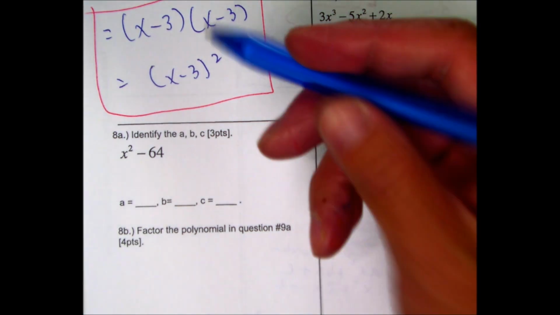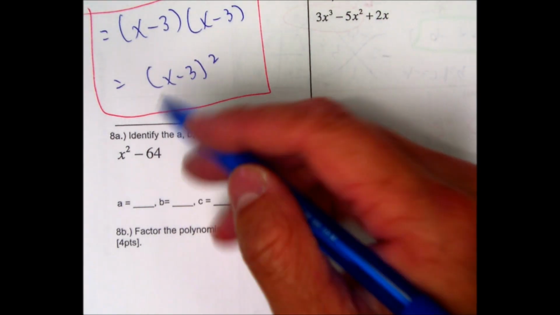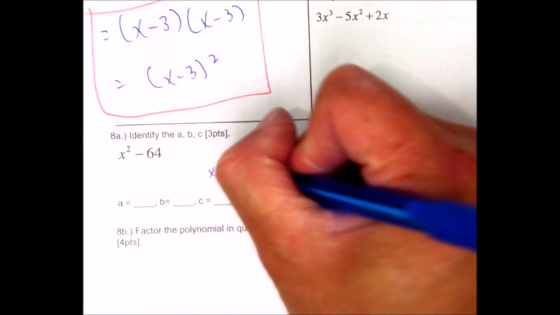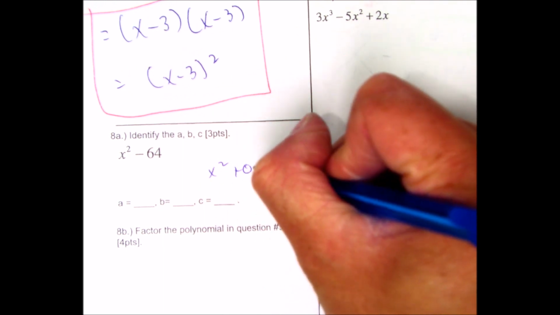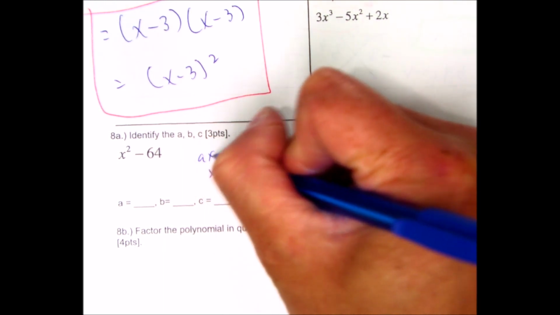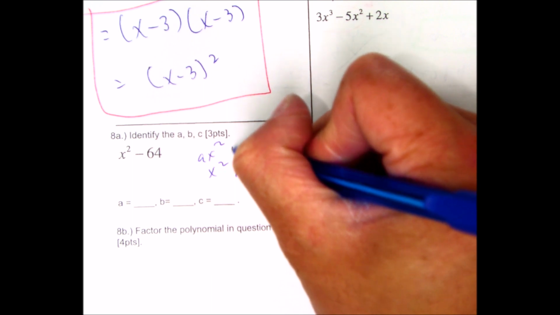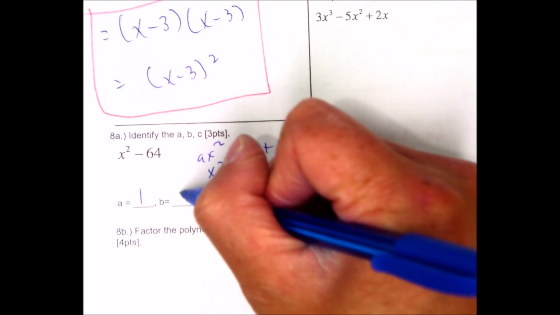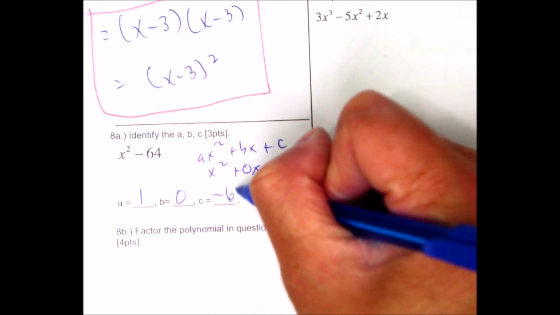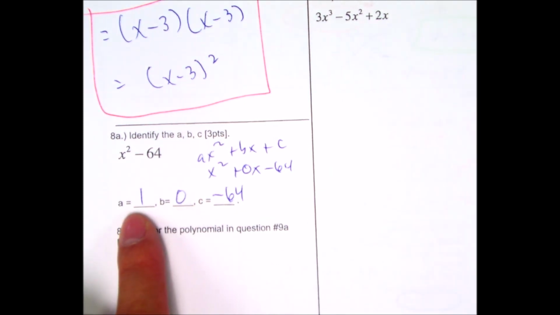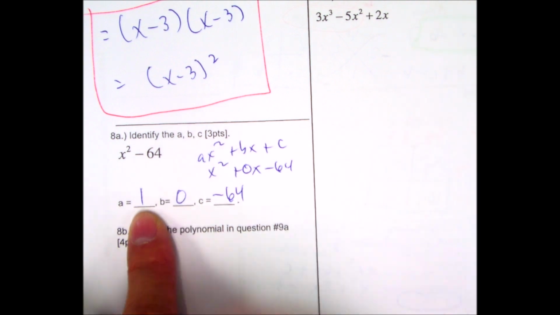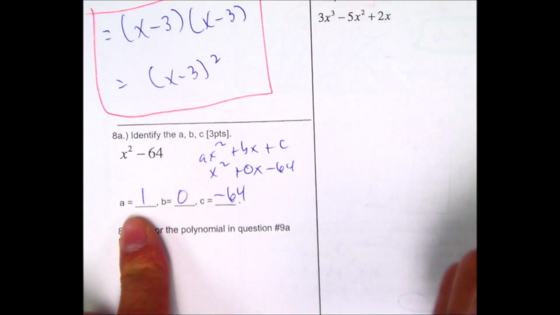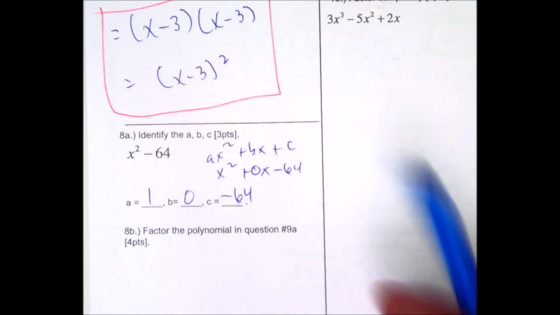Question number 8. You have x squared minus 64. So you should write that as x squared plus 0x minus 64. And you put that in a quadratic. They call that standard form. So your a value is 1, b value is 0, c value is negative 64. You got it wrong if you wrote any variables. So if you wrote x squared here, wrong. It's the number in front. It's called a coefficient. Those are 1 point apiece.